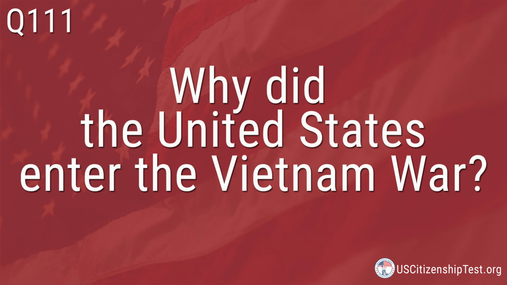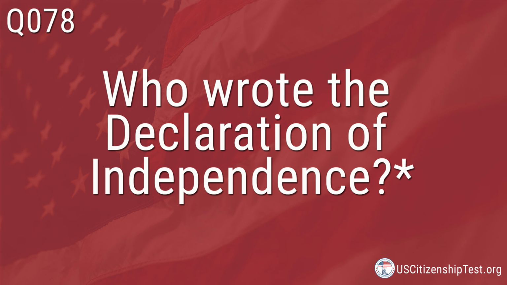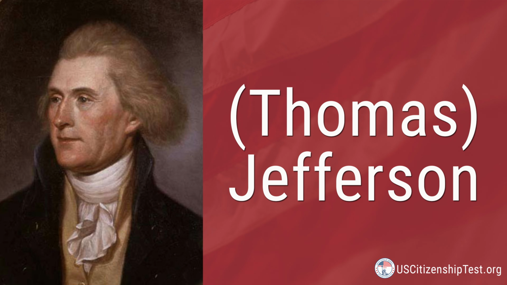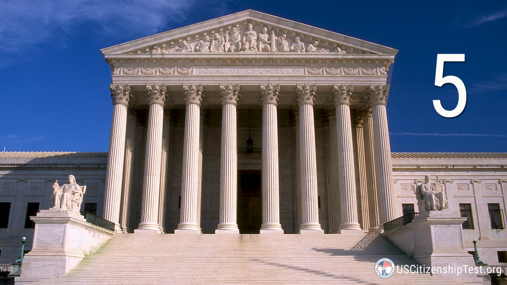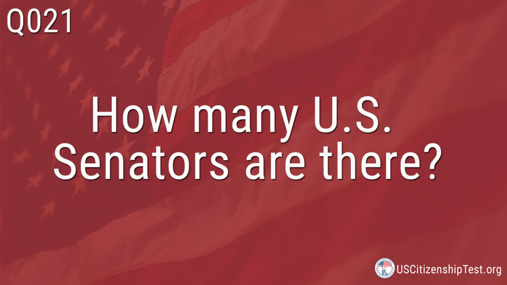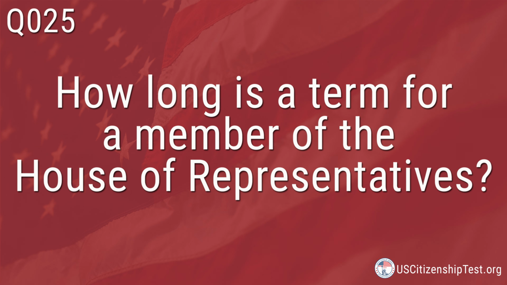Why did the United States enter the Vietnam War? To stop the spread of communism. Who wrote the Declaration of Independence? Thomas Jefferson. How many Supreme Court justices are usually needed to decide a case? 5. How many U.S. senators are there? 100. How long is a term for a member of the House of Representatives? 2 years.